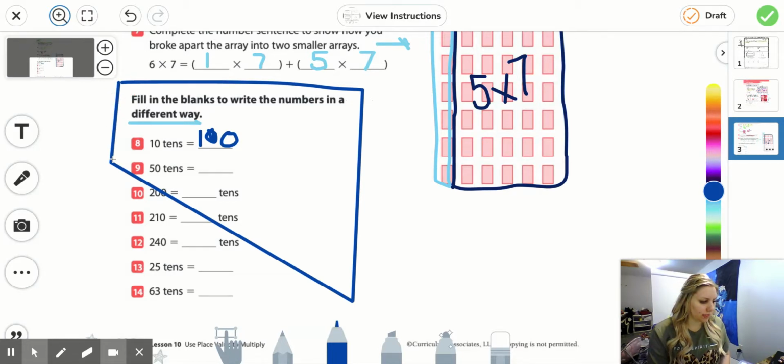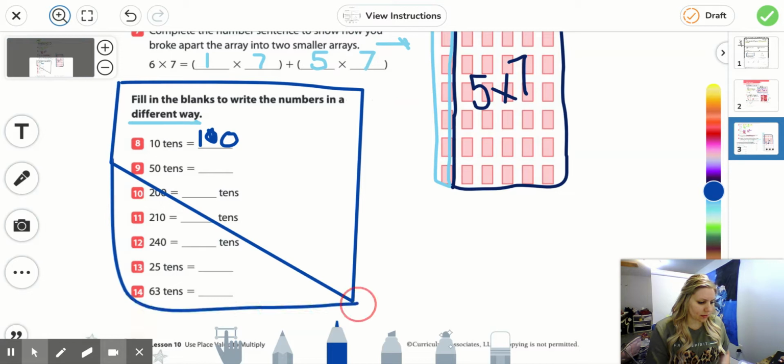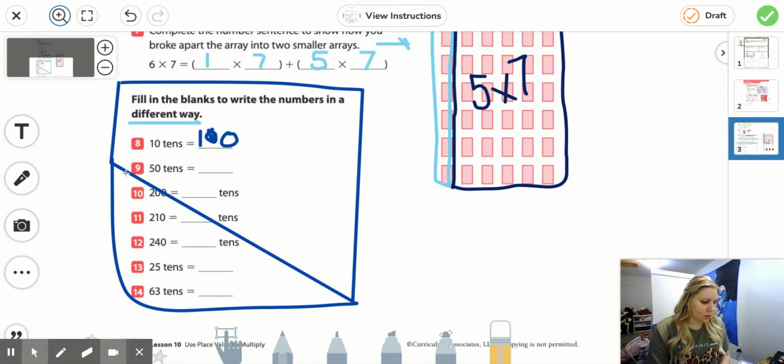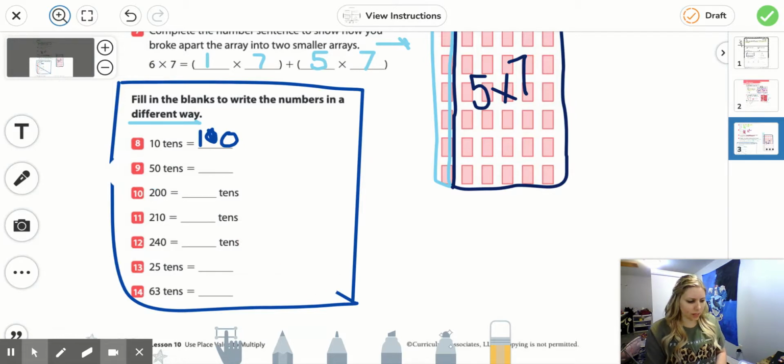Whoa, what did that do? Come on, man. Here we go. So go ahead and work on this for about 3 more minutes, and then we will start reading.